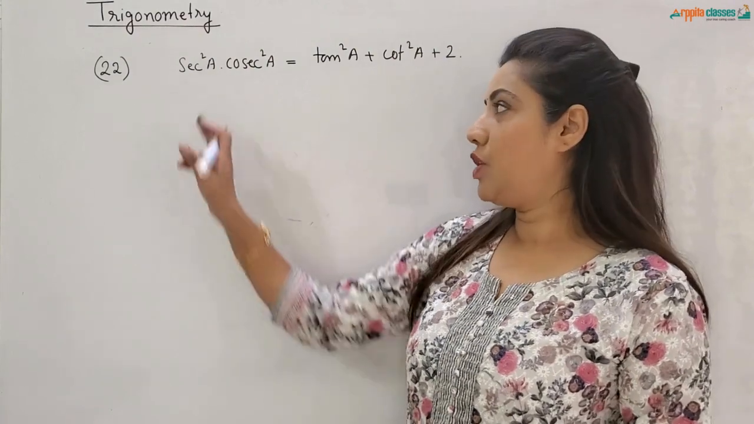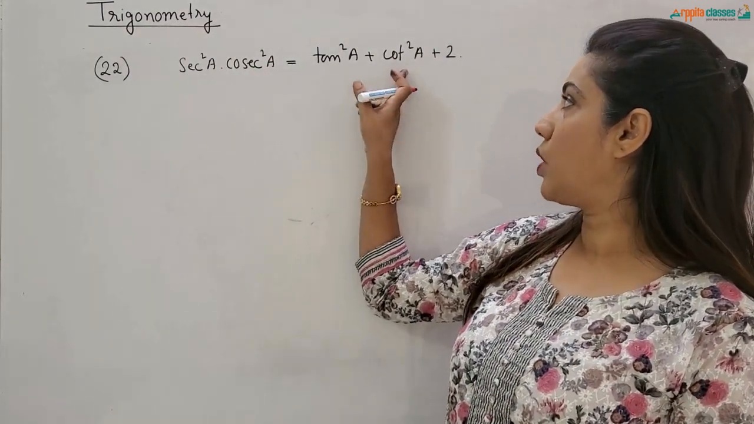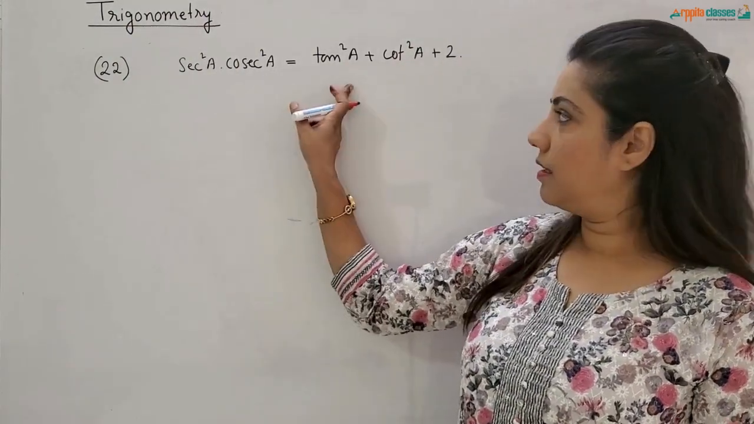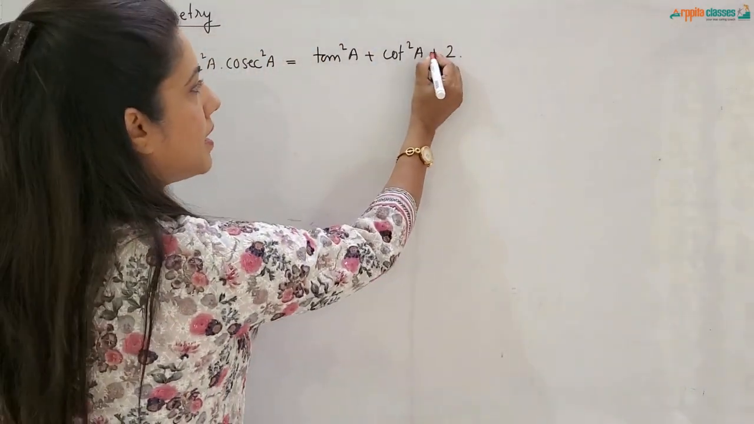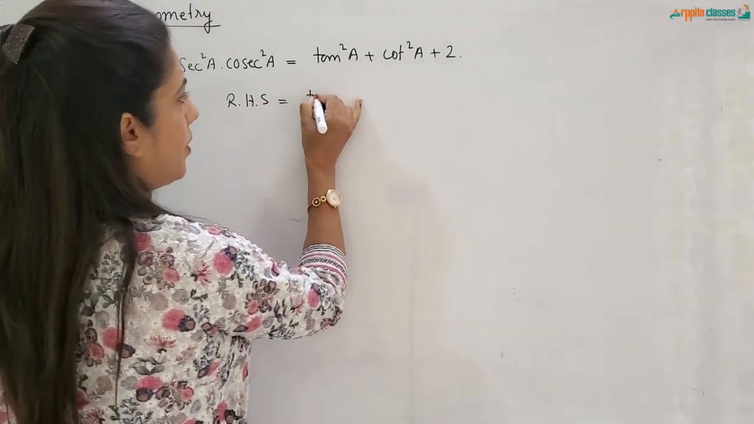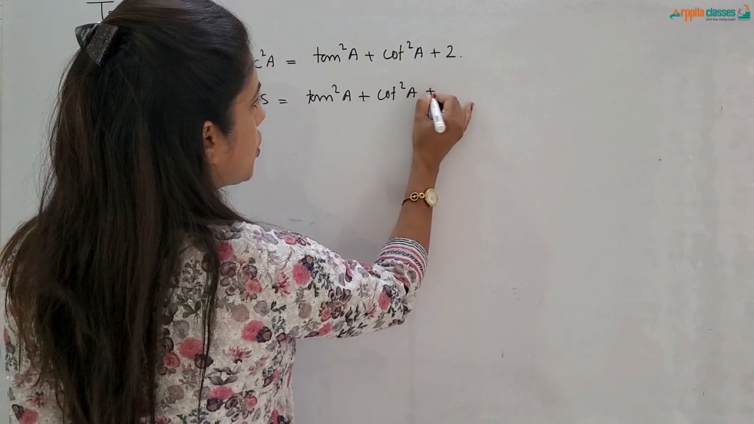Now question number 22. Sec square A into cosec square A is equal to tan square A plus cot square A plus 2. Here I am going to process the right hand side. Right hand side has got 3 terms, so it will be easier to process the right hand side and to get the left hand side from here.